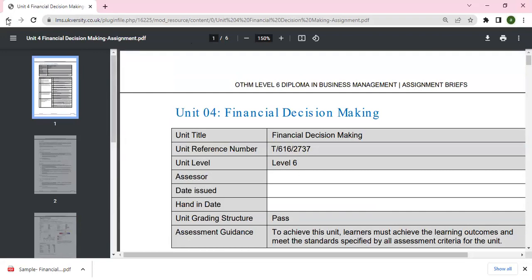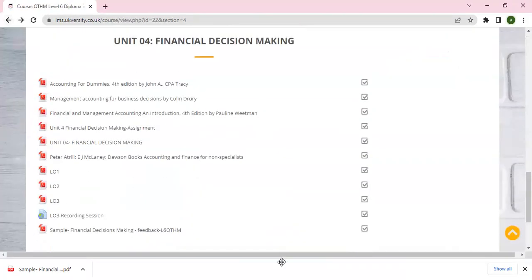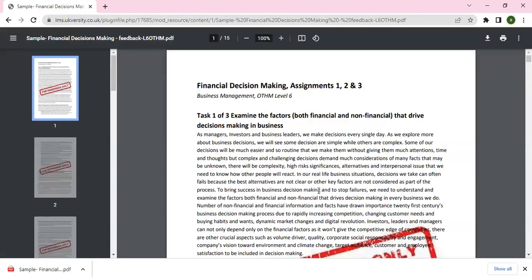Okay, so what we'll do. Okay, guys, please make sure you open lesson 1, lesson 2, lesson 3, and 4 together. And then we need to look around the sample assignment you've been given as well. So for task 1 and task 3, both financial and non-financial, as a manager, investor and business leader, we make decisions. So please don't use the word "we"; we should use second and third person in academic writing. I always prepare a little template for you to look at that will help you prepare your own assignment.